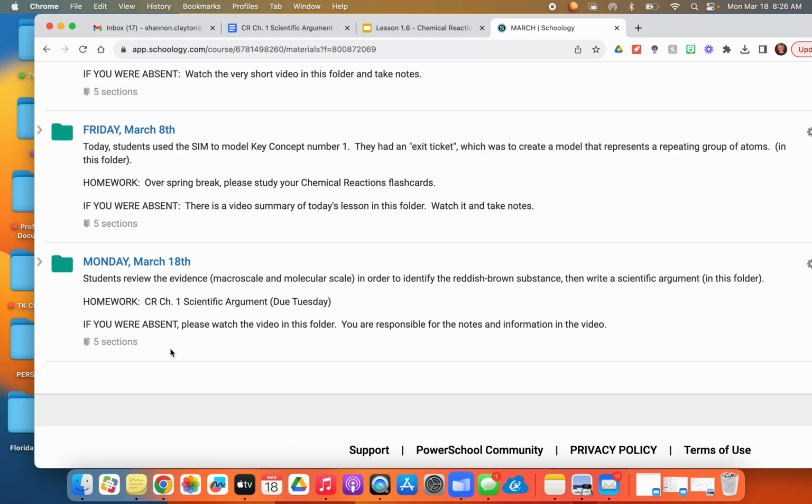The scientific argument is not a summative. It is an easy scientific argument because it's not asking you to refute anything. You're just arguing one claim. I'll get into that in a second. Your homework is the chemical reaction, chapter 1, scientific argument. That's due tomorrow, first thing in the morning, or at the very beginning of class, I should say.